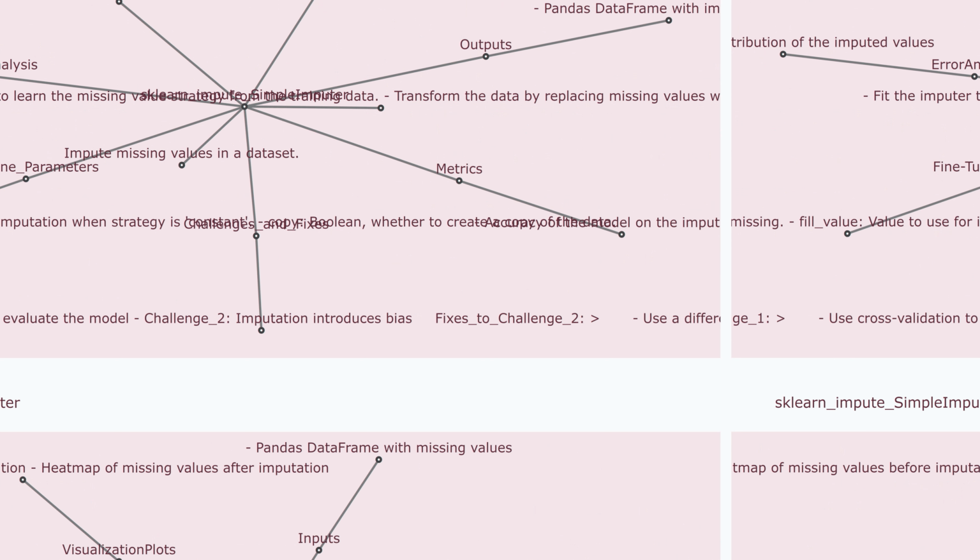Fixes: use a strategy like constant to replace missing values with a specific category like unknown, reflecting the uncertainty in the missing values. Alternatively, consider using more advanced techniques like Bayesian imputation for categorical data.